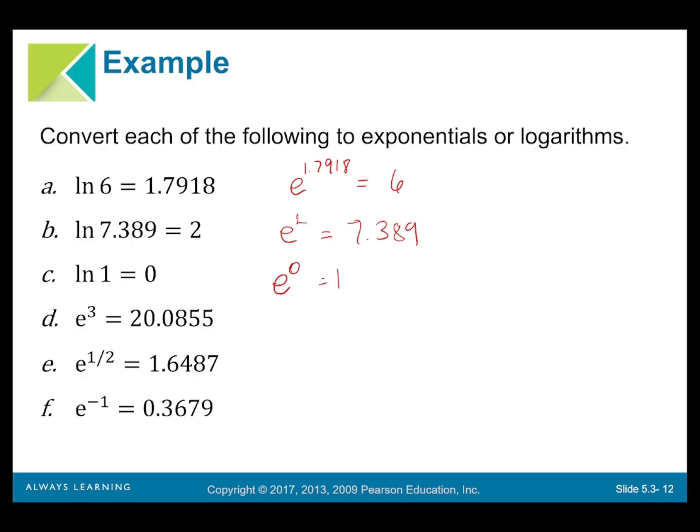All right, now going the other direction, I have e to the 3 equals 20.0855. Well, that means that the natural log of 20.0855 equals 3. Right? It always equals my exponent. Now, again, ln of 1.6487 equals my exponent 1/2. And lastly, ln of 0.3679 equals my exponent of -1.